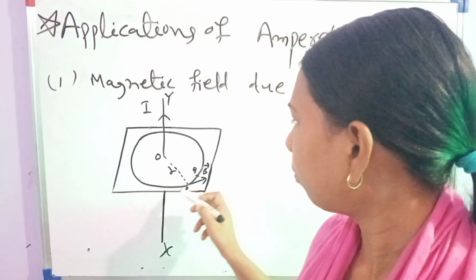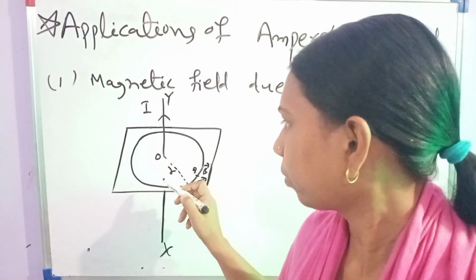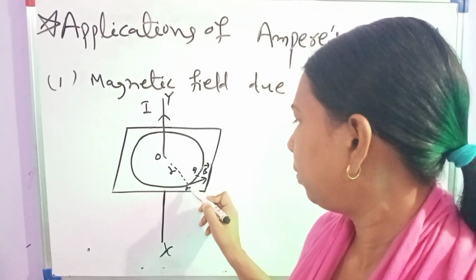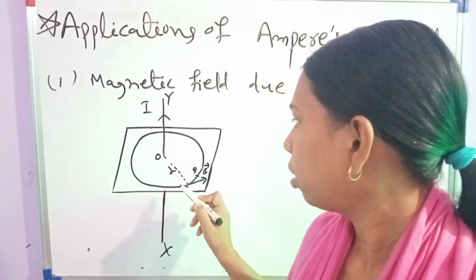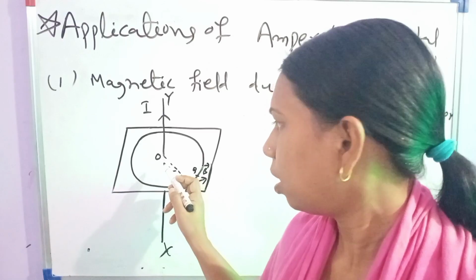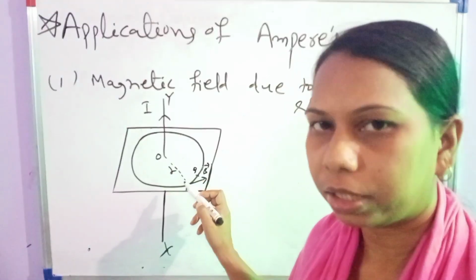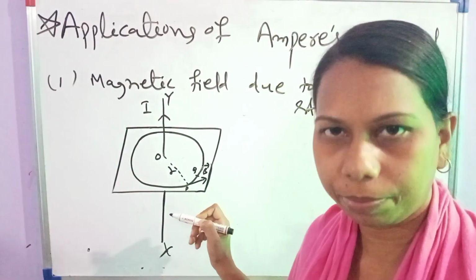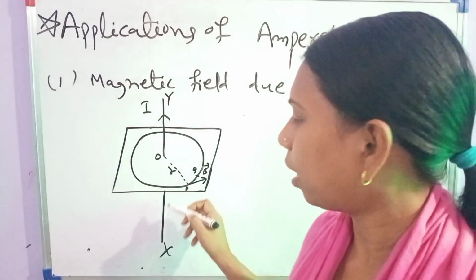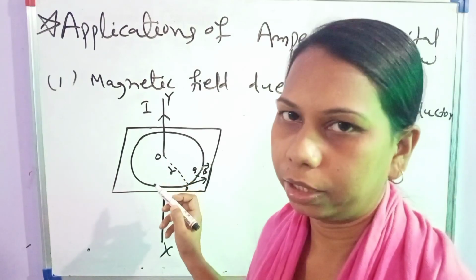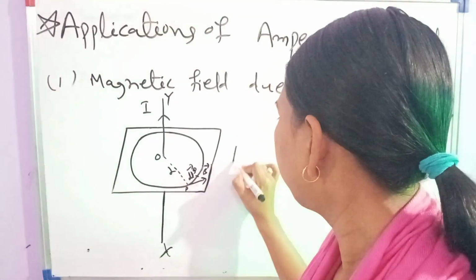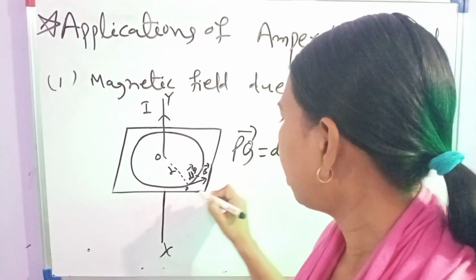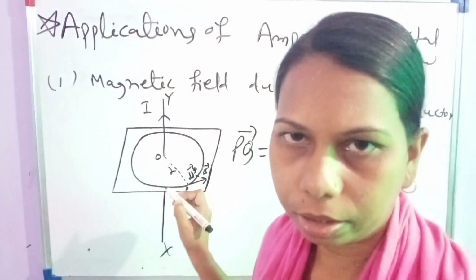Draw a circle of radius r around the current carrying conductor. Let P be the point which lies at a distance r from the center of the circle and at which we have to calculate the magnetic field due to current I passing through the conductor. Let PQ equals dl be an element on the circle.